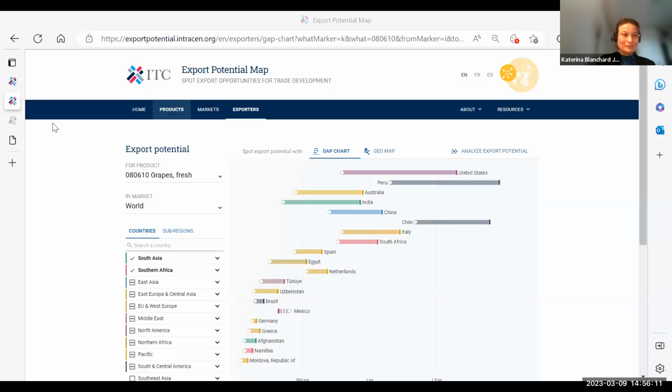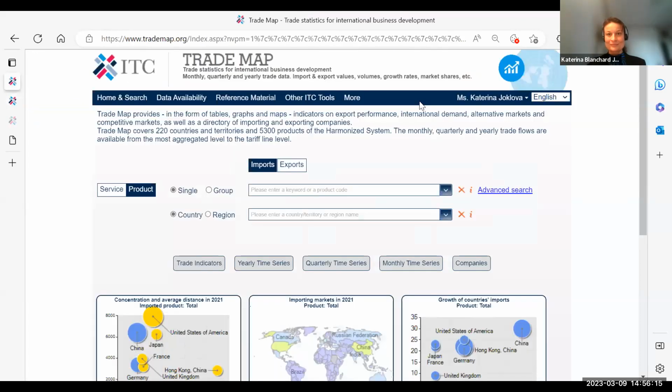Yeah. So now, let's put ourselves in the shoes of our trade advisor, Maria, and explore another tool. Can you see the Trade Map homepage? Yes. Amazing. So similarly to the previous case, I would be happy to make just a very quick tour through the homepage of Trade Map.